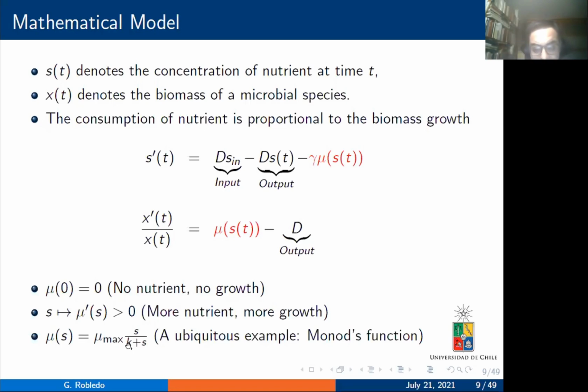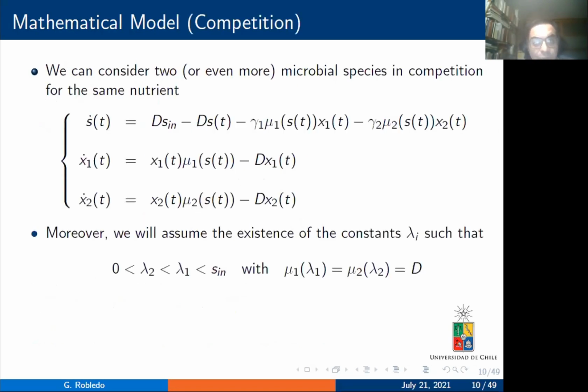We also can consider two or even more microbial species in competition for the same nutrient as follows. And in this talk, we will assume the existence of two constants, lambda1 and lambda2, such that this identity is satisfied and this inequality is satisfied.